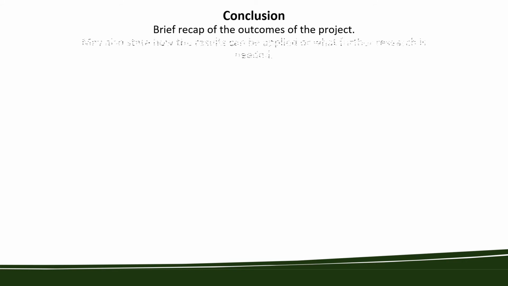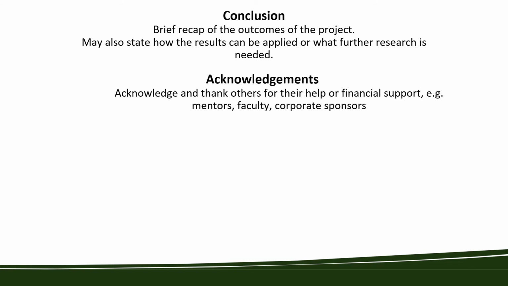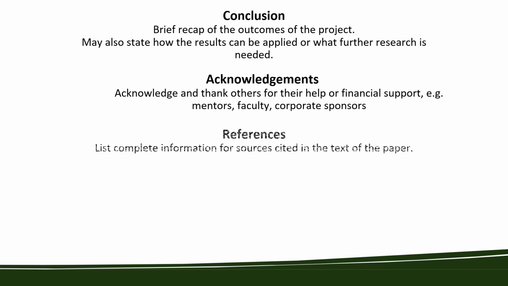The paper's conclusion section is a very brief recap of the project's findings, and it may also include suggestions or recommendations for further research on the topic. The optional acknowledgments section is used by authors to thank others for their help and support. The last section of the paper is the references list.